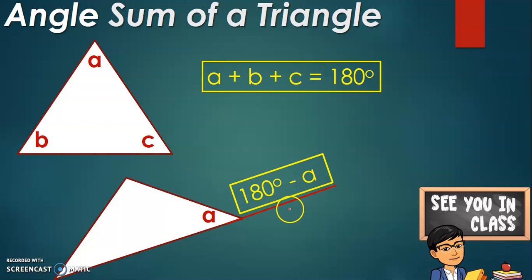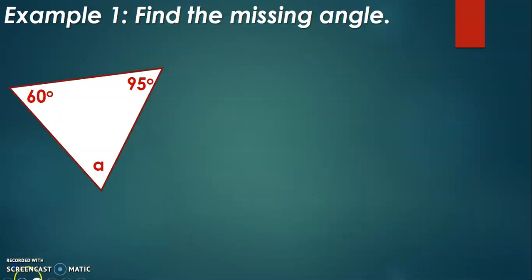And one more thing you need to know is that on a straight line, the angles add up to 180 degrees also. So occasionally they might give you the exterior angle over here and then ask you to find the angle inside the triangle or the other way around. But I'll show you what I mean in the next few slides. We've got example number 1 over here.